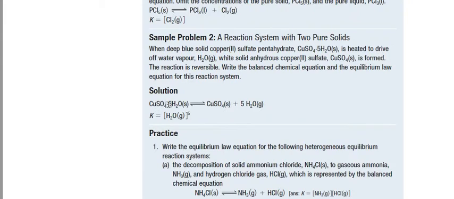So it's going to be CuSO4·5H2O gives CuSO4 plus 5H2O. So here we have 2 of the compounds that are solid, so we don't consider them for the equilibrium law. So we can say K is equal to [H2O] to the power of 5.